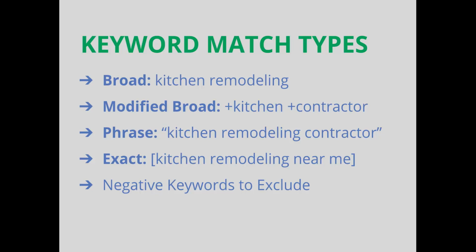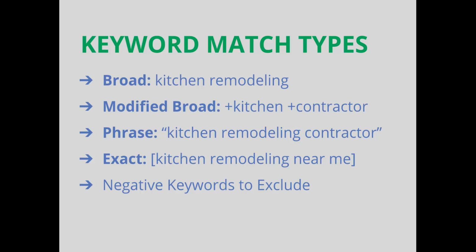The next one is modified broad. So by adding a plus sign in front of each keyword, you're telling Google that you absolutely want those keywords to show up within the user search, but it doesn't necessarily have to be in any order. So for example, if somebody typed in, I need to find a contractor to remodel my kitchen, that would be triggered by this modified broad keyword of plus kitchen plus contractor.